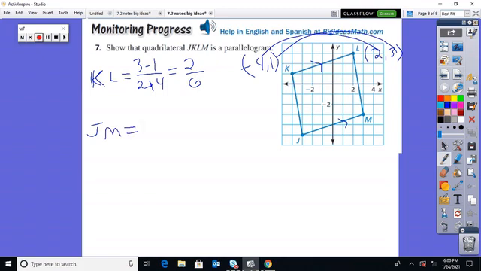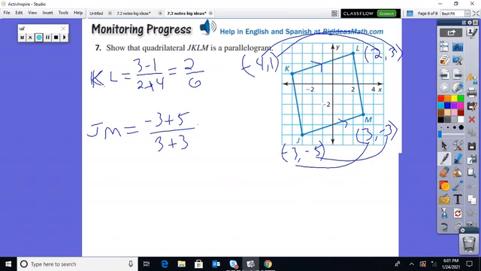JM. All right, what do we got here? So 3, -3 is the point M. And then J is -3, -5. All right, so -3 plus 5. That's my change in y. And over top of 3 plus 3. So that is 2 over 6. So those are looking good. They're parallel.